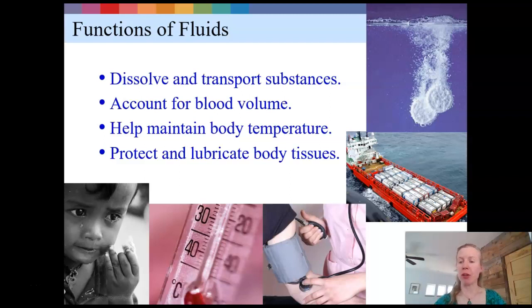They dissolve and transport substances like all your nutrients, oxygen, the hormones in your body, right? And so this is a huge portion, obviously, of your blood volume, the plasma. Blood volume leads to blood pressure, which allows your organs to be perfused. So if you lose too much fluid, if you get dehydrated, you can actually go into shock. It helps maintain body temperature. It prevents big swings in body temperature. And then, of course, protecting and lubricating tissues.